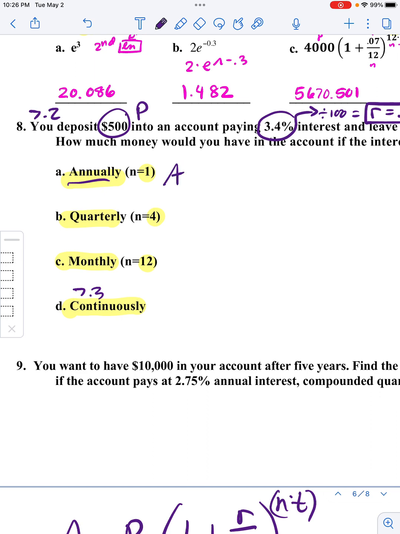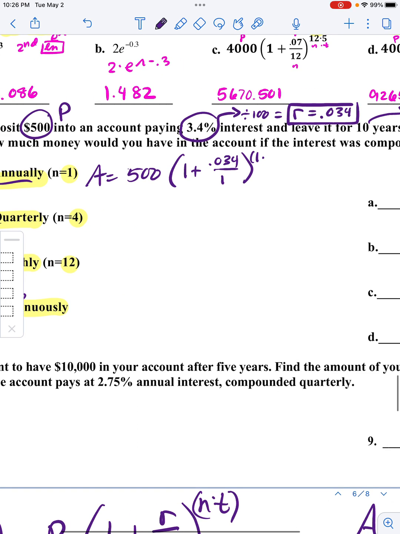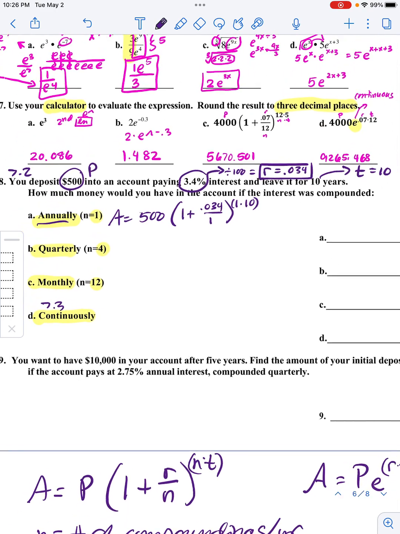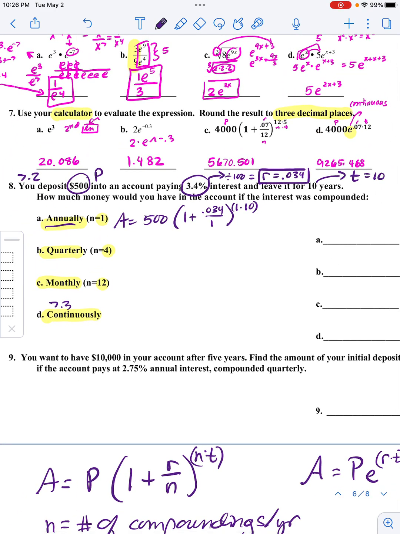So this is just going to be really repetitive. I'm going to have my 500 principal, 1 plus my 0.034 rate. Annually is once a year, and then this is going to be once a year times the 10 years that they said they wanted it in there. So if you run that through your calculator, keeping in mind that it should be increasing your money's value, you end up there.